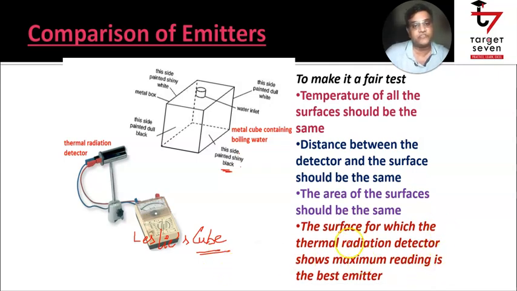The surface for which the thermal radiation detector shows the maximum reading is therefore the best emitter. In this particular scenario, it is the shiny black surface which will have the maximum temperature reading.